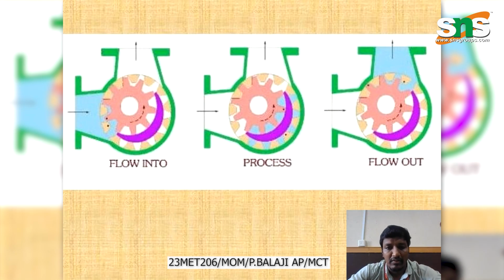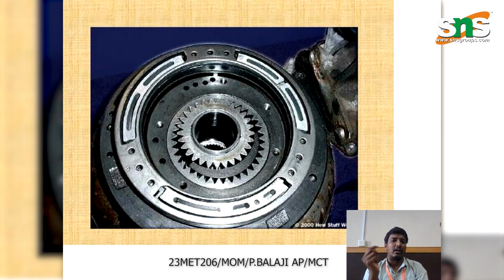In this screen you can see the flow going into the casing, being processed, and then flowing out. In this image the water gets inside the casing. By the rotation of the two gears, the water goes to the right side part, and then it goes through some process, and the water goes outside by the rotational forces. Okay, you can see the external gear photo on the screen from the company footage.